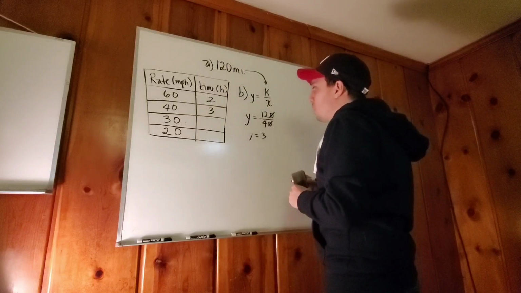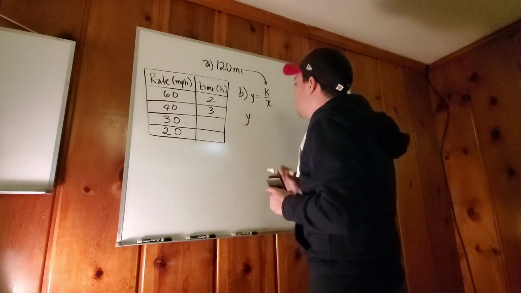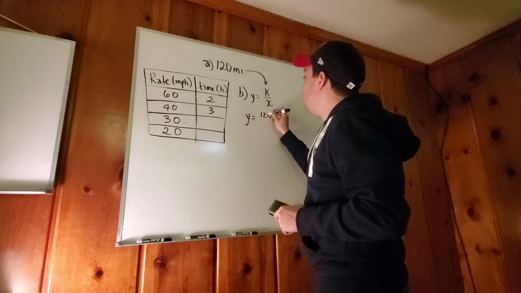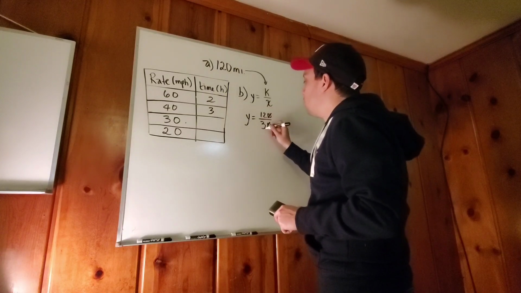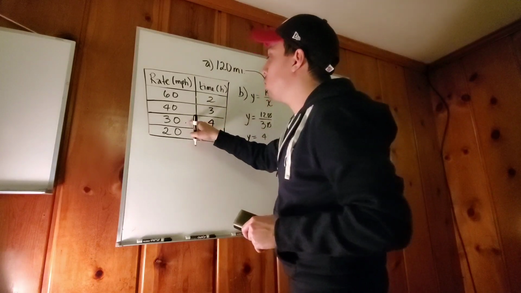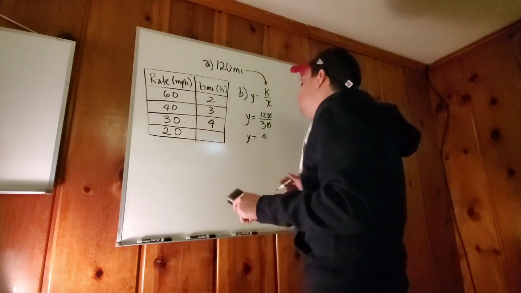So let's do the next one with 30. I don't have to erase the whole thing. So y equals 120 divided by 30. Okay, so the zeros cancel out, and 12 divided by 3, y equals 4. It takes him 4 hours if he drives twice as slow. 30 miles per hour is going to take 4 hours.